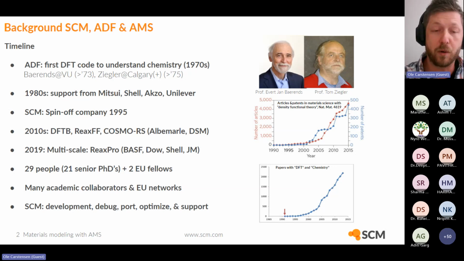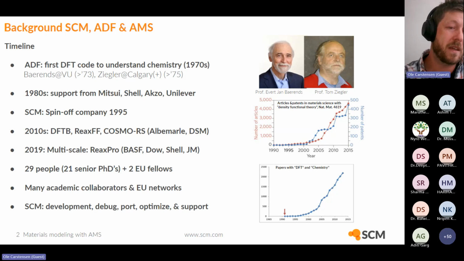That started growing and raising interest also in industry. And not too long after, the Baerends group at the VU started supporting industry customers: Shell, Akzo, Mitsui. That work was mostly focused on catalysis applications, as far as I know. This was before my time at SCM. But commercial interest grew and the number of users grew.